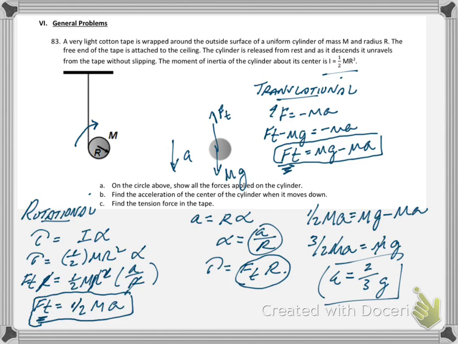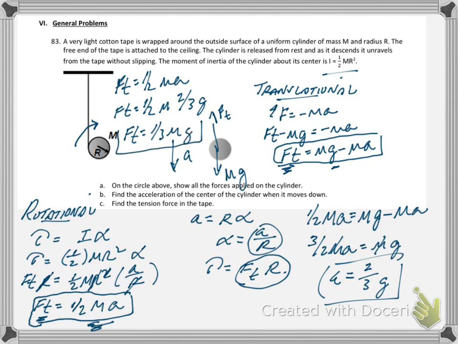Okay, for C, find the tension force in the rope. Well, we have two equations that we could use for tension force, this one and this one. I think this one down here would probably be a little easier. Let's do it up here. So we have tension force equals 1/2 ma. So substituting in for the acceleration, we would put 2/3 g. So 1/2 times 2/3 is going to be 2/6 mg, or tension force is 1/3 mg. Or another way of saying it is mg over 3.